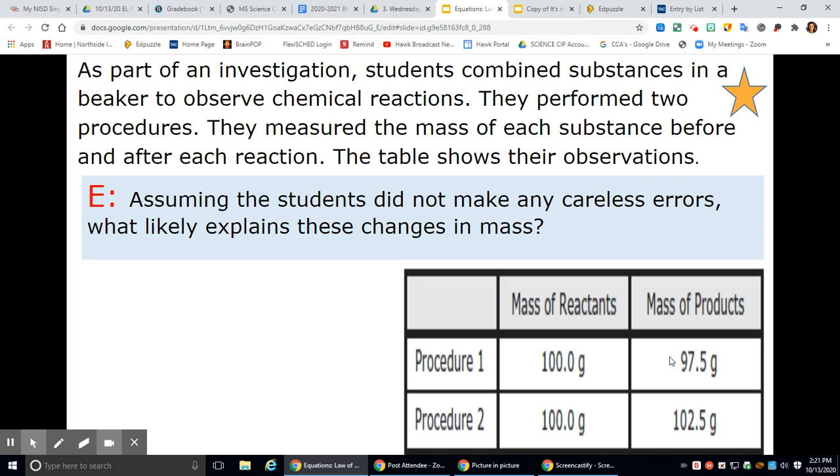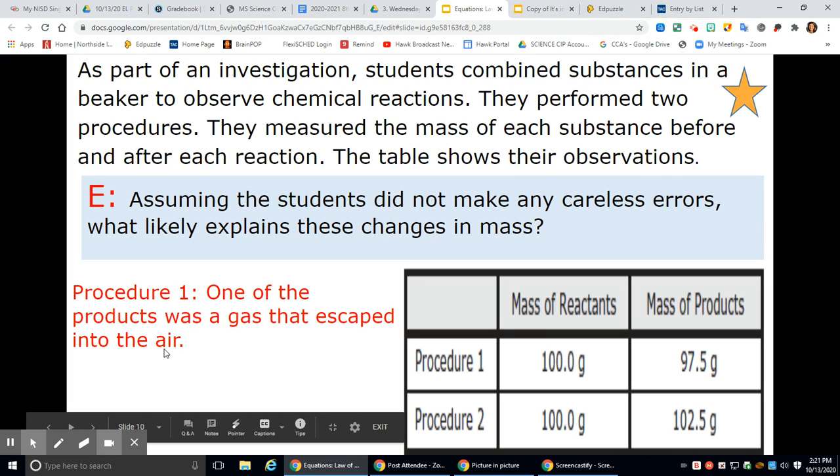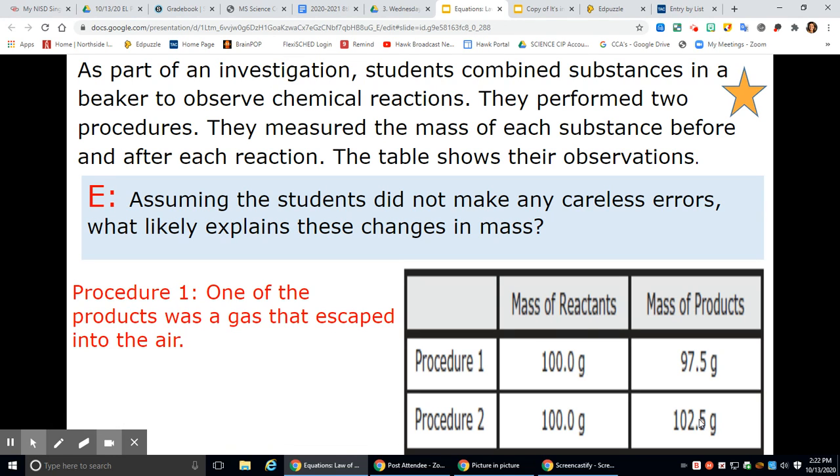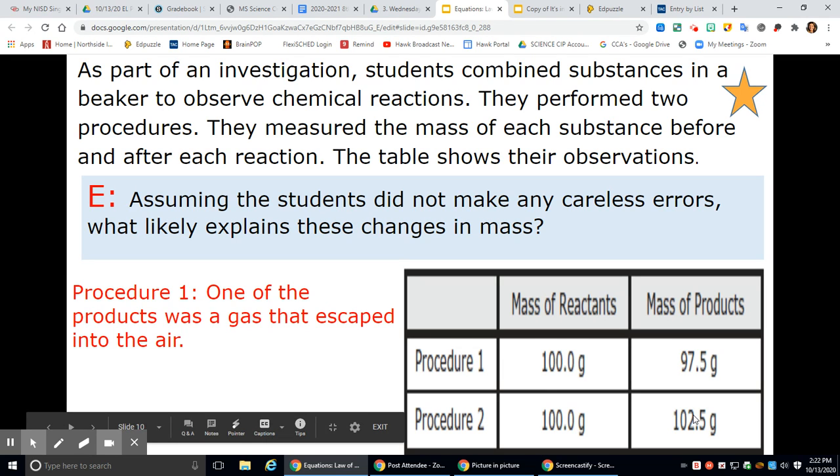Okay, so what could have happened? Maybe gas escaped out of the container and into the air to give you a lesser amount in your grams. In procedure 2, your reactant's mass is 100 grams and then the mass of your product is 102.5. What could give you more mass in your products? How could we get added mass?